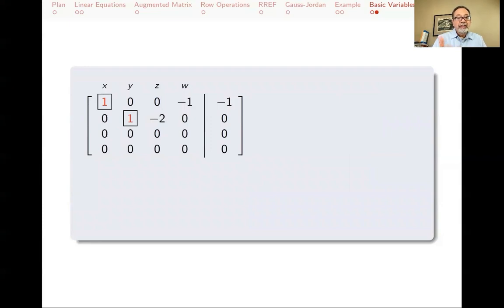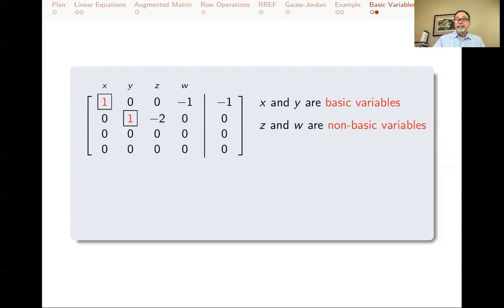In our situation, this is what we had. We had x, y, z, w, and x and y were basic variables, and z and w were non-basic variables. This is the system we're trying to solve. x minus w equals minus 1, and y minus 2z equals 0. That's what I'm reading from the reduced row echelon form of my matrix.